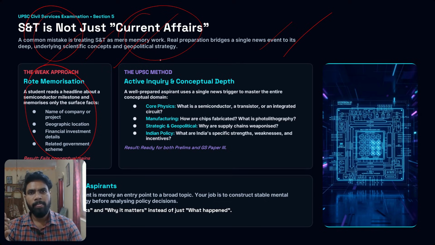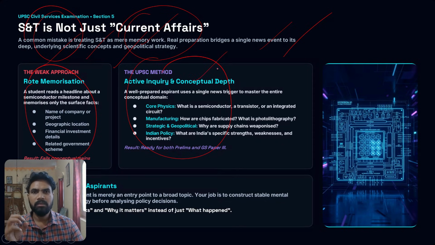On the other side, what UPSC preparation requires is active inquiry, and conceptual depth is demanded by UPSC with respect to science and technology. Of course, this applies not just to science and technology, but to other subjects also. A well-prepared aspirant uses a single news item as a trigger to master the entire conceptual domain.